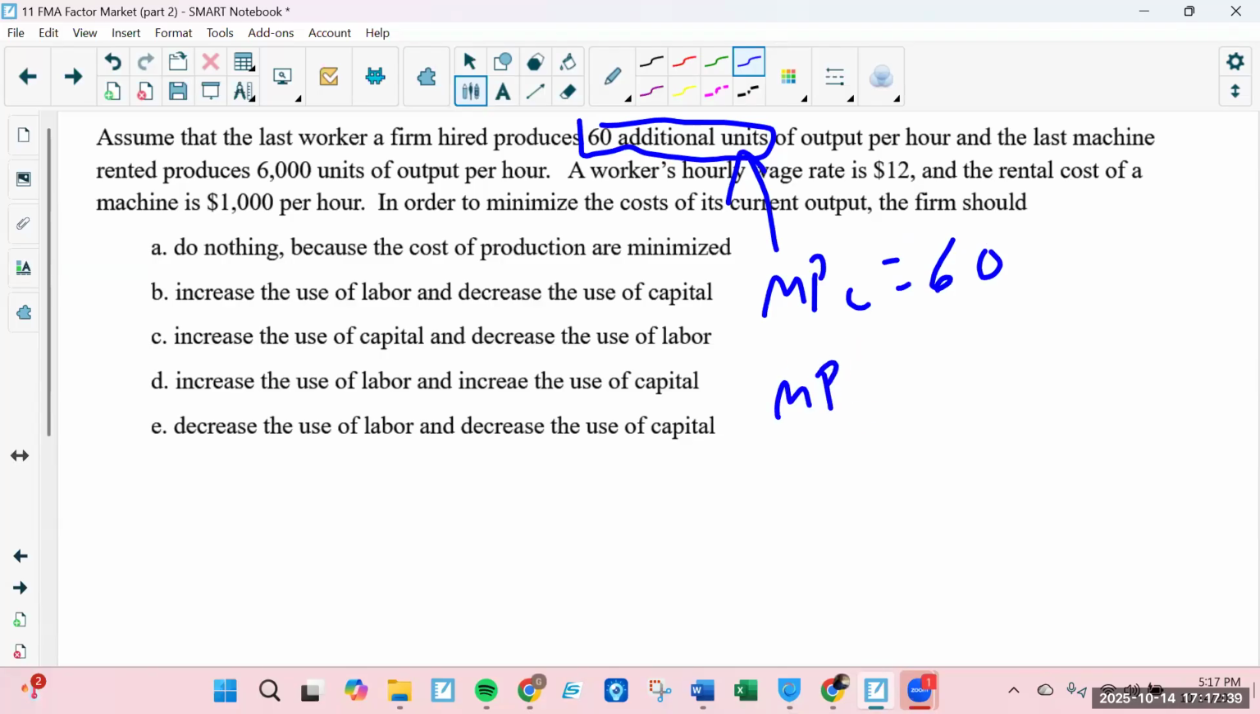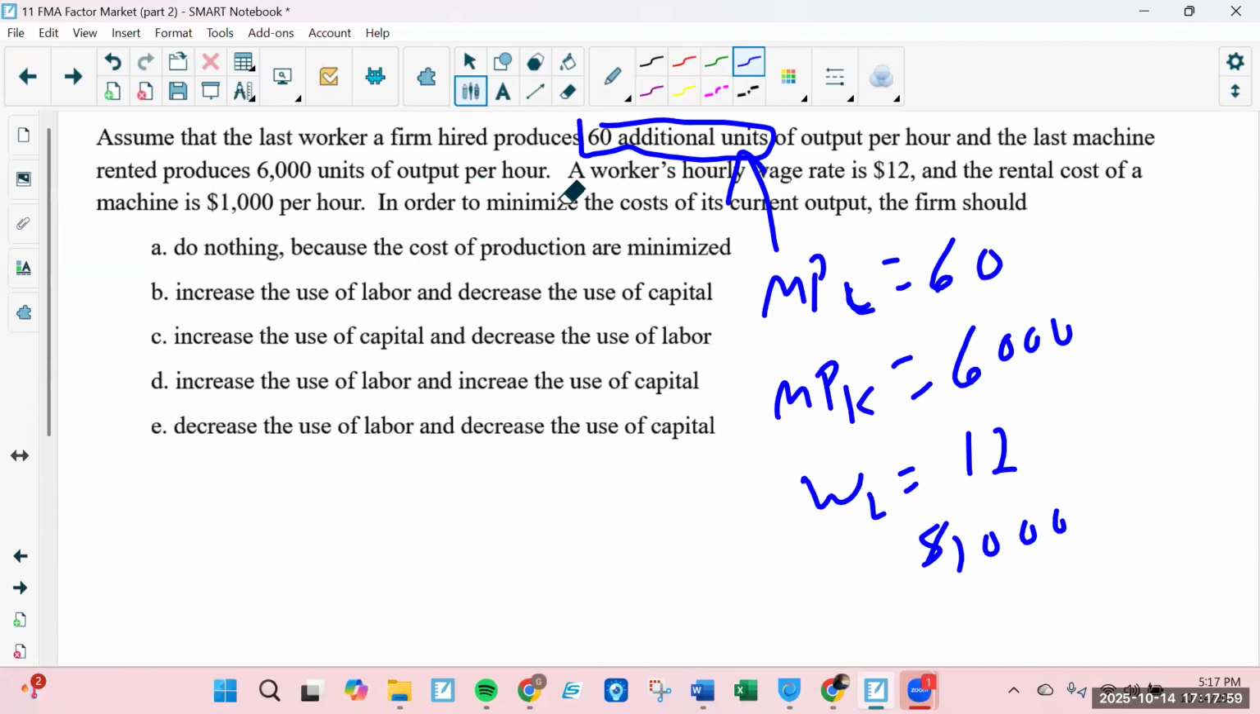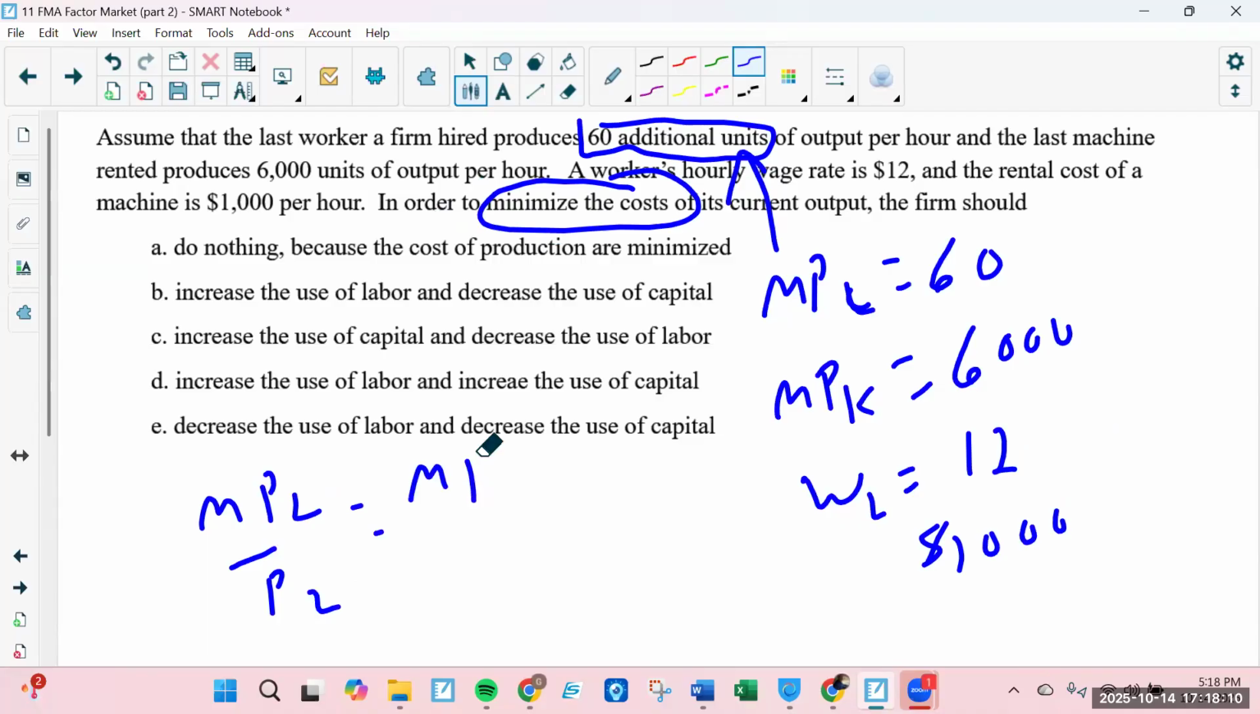So the marginal product of capital is equal to 6,000. The wage rate of labor is $12, and the rental cost of capital is 1,000. So what are we looking at? In order to minimize costs, we're looking at cost minimization, which is the marginal product of labor over the price of labor has to equal the marginal product of capital over the price of capital, not equal to 1. That's the profit maximization rule. This is the least cost rule.